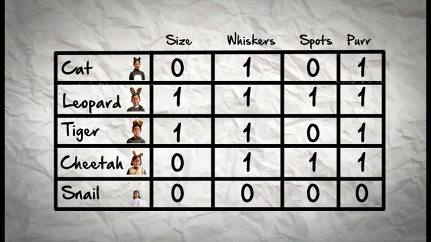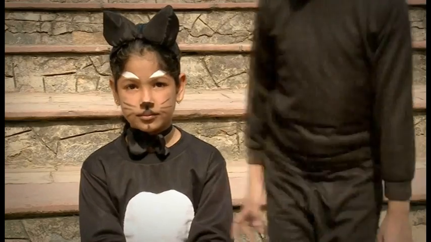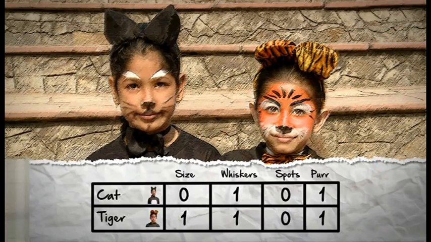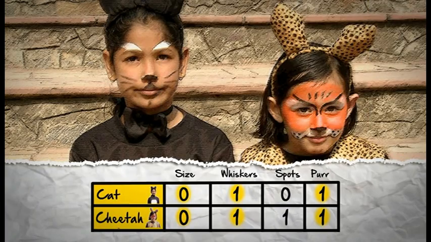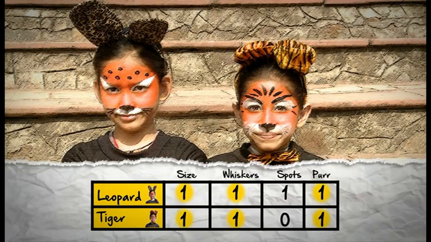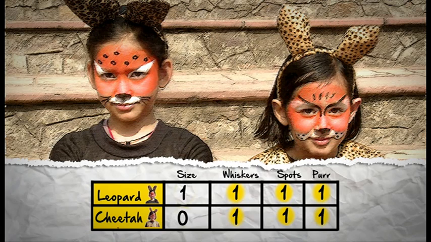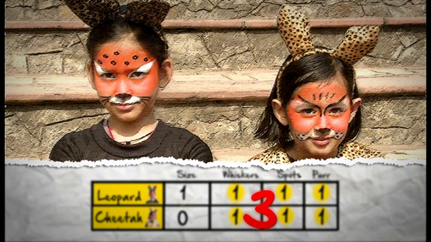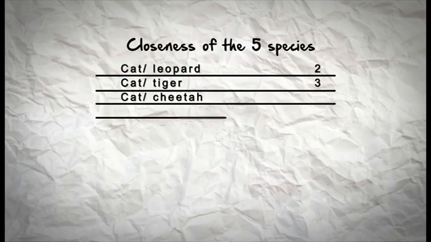Based on this, we work out the distance between any two species. For example, cat and tiger agree on whiskers, spots, and purr, but not in size, so the distance between them is 3. Similarly, cat and cheetah, leopard and tiger, and leopard and cheetah all have a distance of 3. Since it is a small amount of data, let us tabulate all possible closeness.